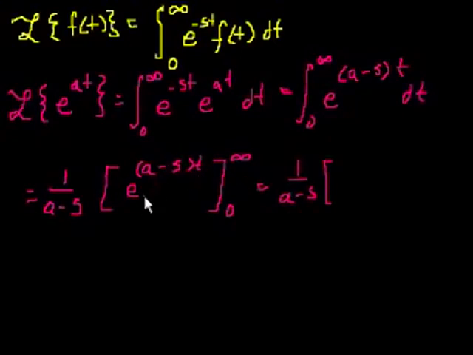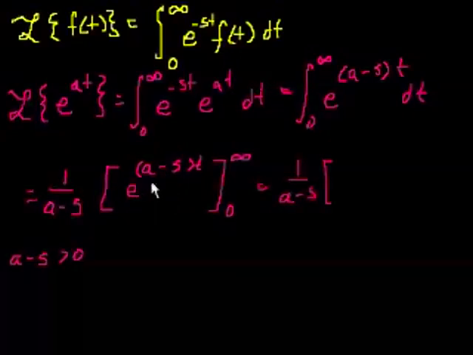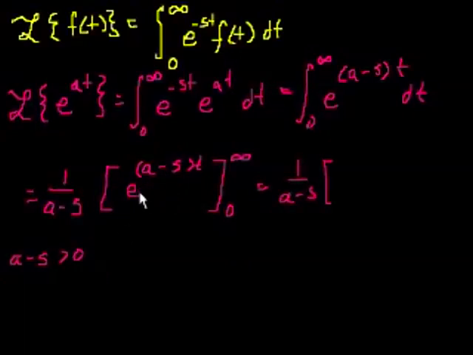Well, we have two cases here, right? If a minus s is a positive number, if a minus s is greater than 0, what's going to happen? Well, as we approach infinity, e to the infinity just gets bigger and bigger and bigger, right? Because it's e to an infinitely positive exponent. So we don't get an answer.